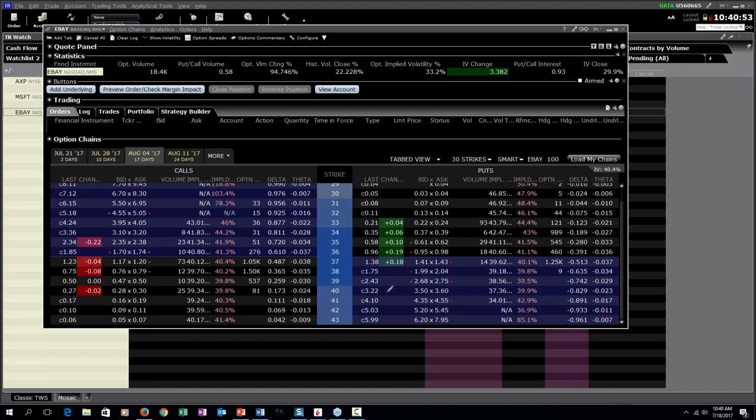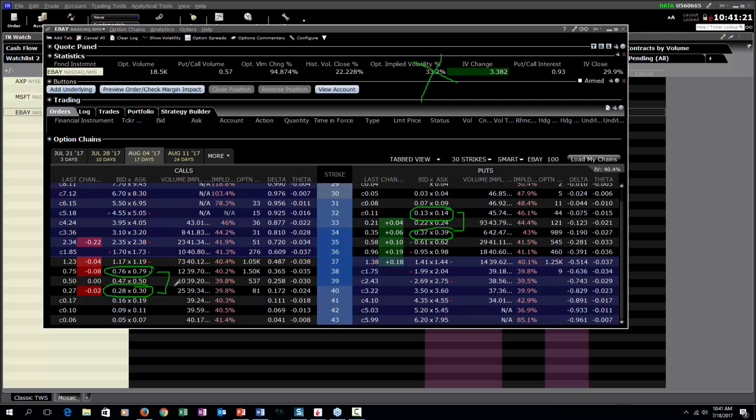Iron condors are an example where you sell the 38s and you buy the 40s for protection, and you sell the 34s and you buy the 32s for protection. You're selling a credit spread below, you're selling a credit spread above. Why is that good? Because if the stock doesn't move much and these options are overpriced, then you're going to profit from the credit on both sides.